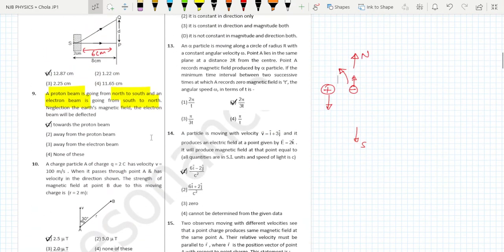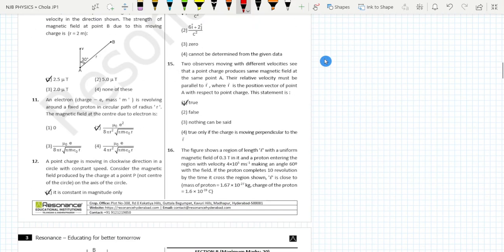Next question, question number 11. Let's see. So this was question number 9. Now question number 11. It says an electron is revolving around a fixed proton in a circular path of radius r. The magnetic field at the center due to the electron is. Now how much is the magnetic field at the center? Due to the revolving charge, how much is the current?